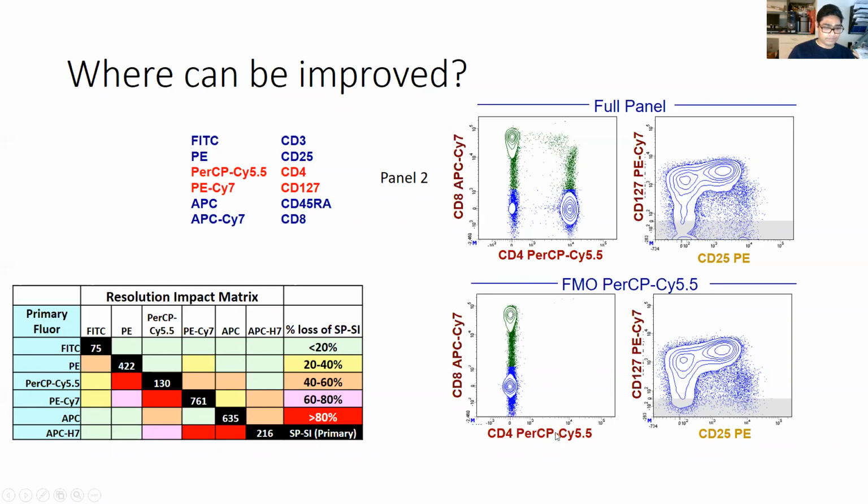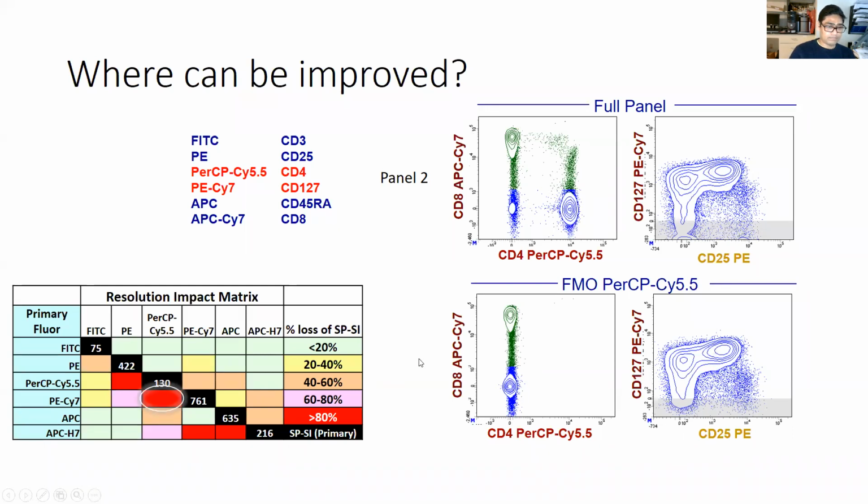After we subtract the CD4, we can see more clear populations here compared to the full panel. So this one is the full panel. We first gate out of these cells, then we show up here. This one we only gate CD8 negative, and everything CD8 negative shows up here. So this means this PerCP psi 5.5 has something to do with messing up the signals. So we have to change it.